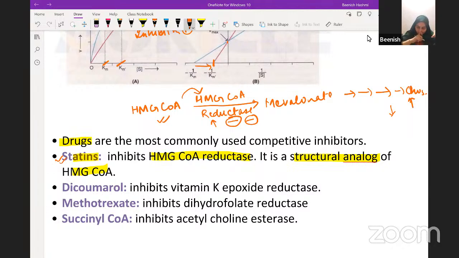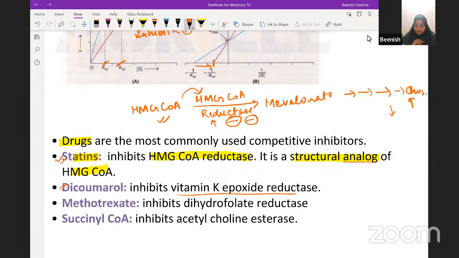Now talking about dicumarol, it inhibits vitamin K epoxide reductase. This also we've studied when we were talking about vitamin K during our vitamin series. So your vitamin K epoxide reductase was changing the epoxide form of vitamin K into the hydroquinone form, and this was brought about by this enzyme, vitamin K epoxide reductase. Okay, and the inhibition of this enzyme is brought about by dicumarol.